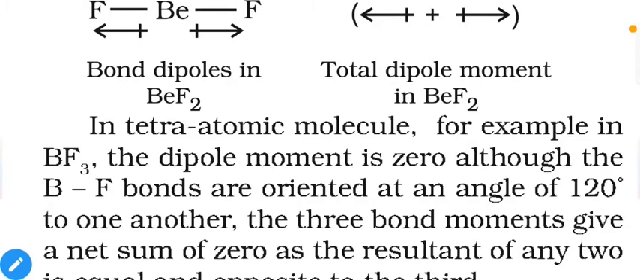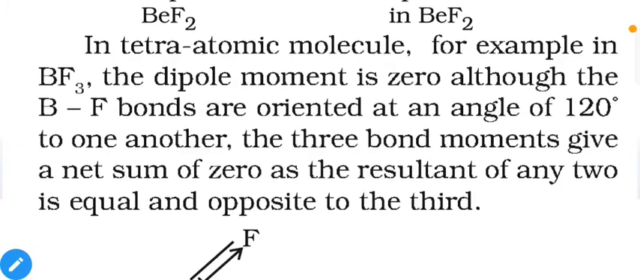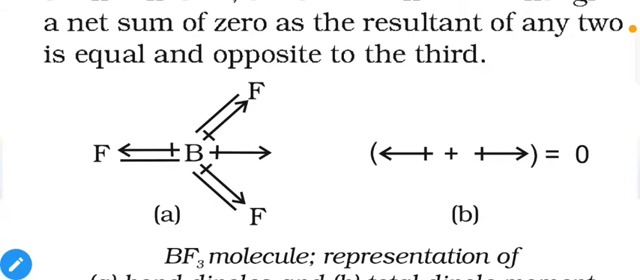In a tetraatomic molecule, for example BF3, the dipole moment is 0 although the B-F bonds are oriented at an angle of 120 degrees to one another, and the three bond moments give a net sum of 0 as the resultant of any two is equal and opposite to the third. Okay, so again this is a planar triangular structure, BF3, so all of the fluorines are trying to pull electron pairs toward them. So none of them gets extra, and that's why overall it will become 0.